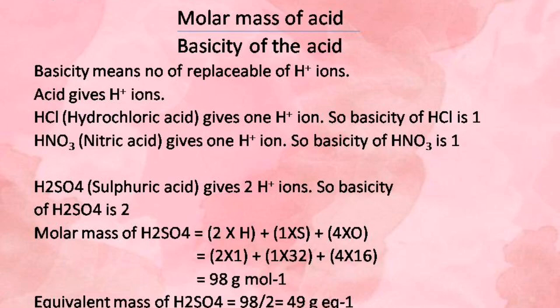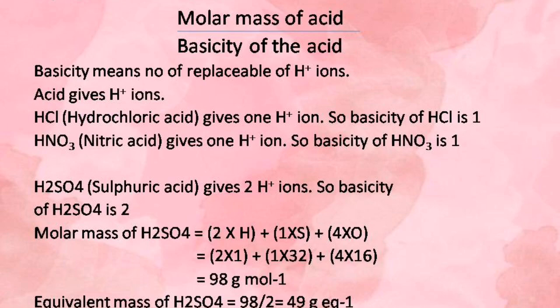Now hydrochloric acid, here how many H is there? Only one. So the basicity of HCl is 1. The same way nitric acid, formula HNO3. Here also how many hydrogen is present? Only 1. So basicity of nitric acid is 1. In sulfuric acid, the formula is H2SO4. Here 2 hydrogen is present. So this acid gives 2 H plus ions. So the basicity of sulfuric acid is 2.